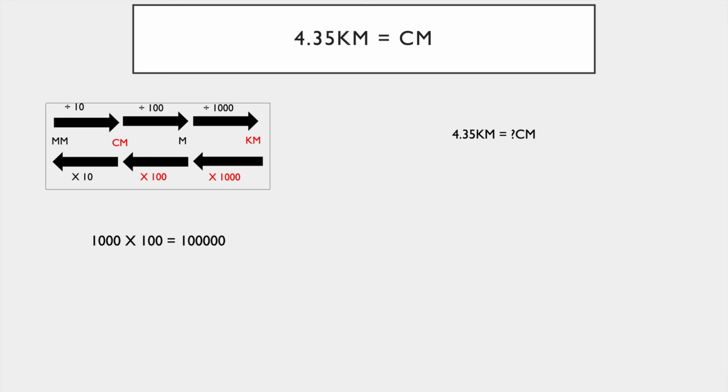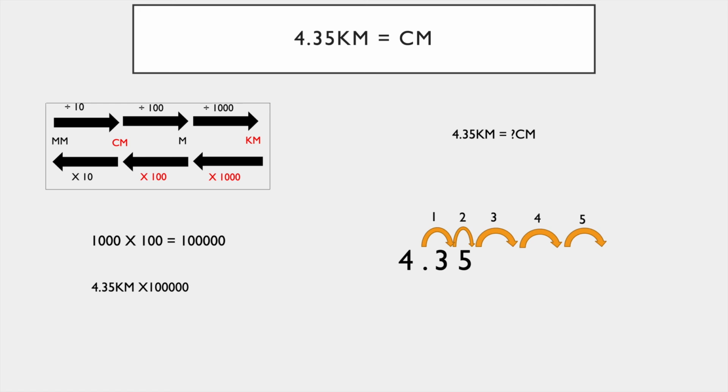Next, you multiply 4.35 kilometers by 100,000. So what you have to do is to count how many zeros there are in 100,000. So in 100,000 we have 5 zeros. That means we have to move the decimal point 5 times to the right. So we move it once, twice, a third time, a fourth time, and a fifth time. Now we fill in all the gaps underneath the arrows with zeros. And so we get the answer 435,000 centimeters.